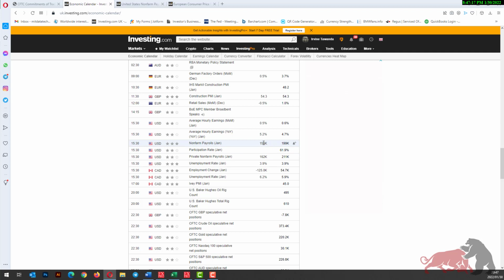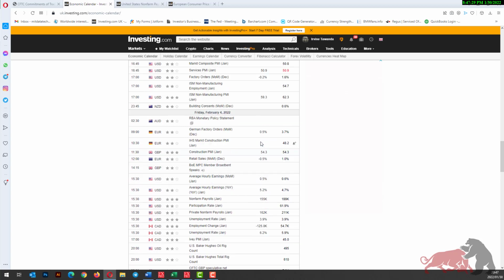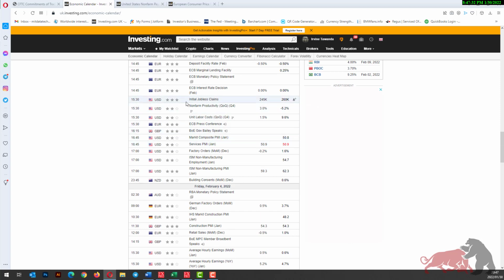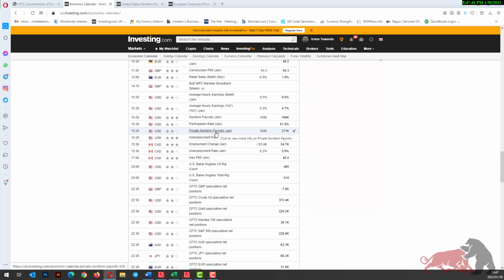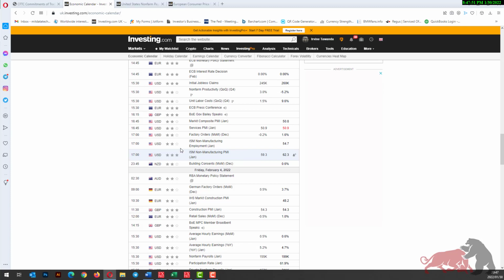So for you to have a bit of an idea on what number to expect, this is where you need to follow through with those initial jobless claims that come out every Thursday. The moment you get a more positive release for the initial jobless claims, the non-farm payrolls are most likely to be also positive, and vice versa. Then you've got the unemployment change rate for January. That one is also crucial.